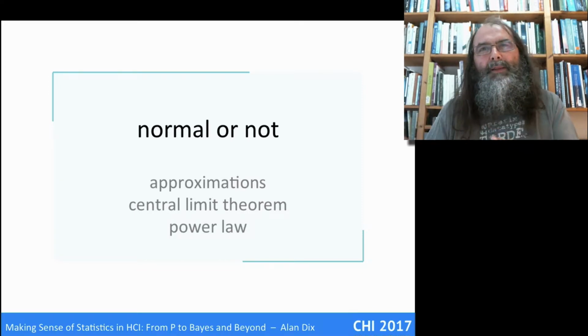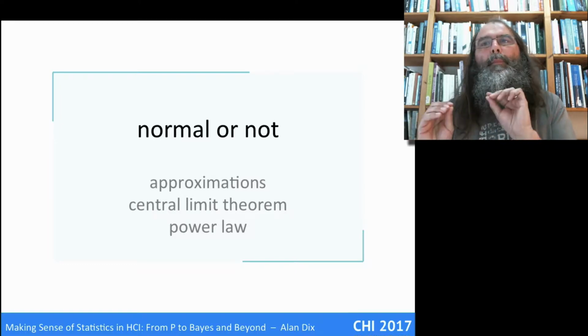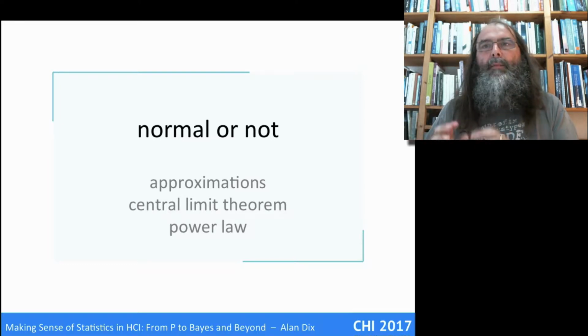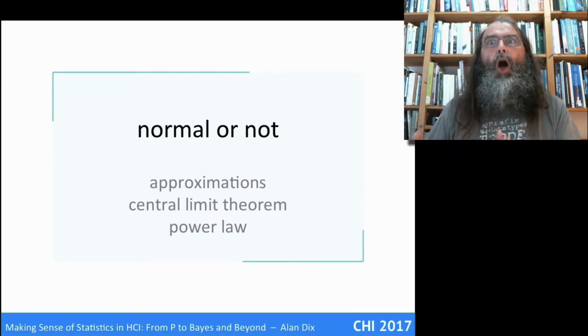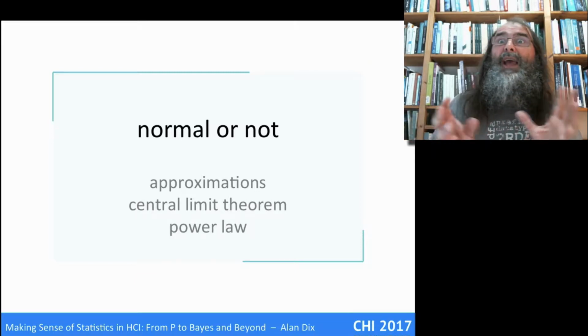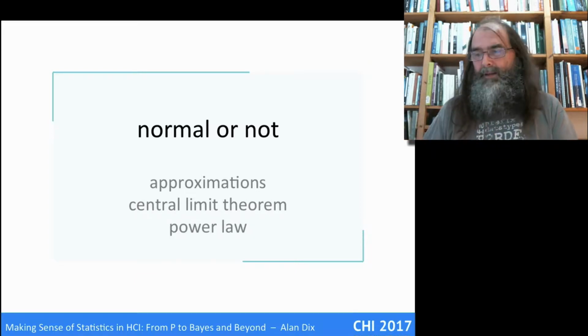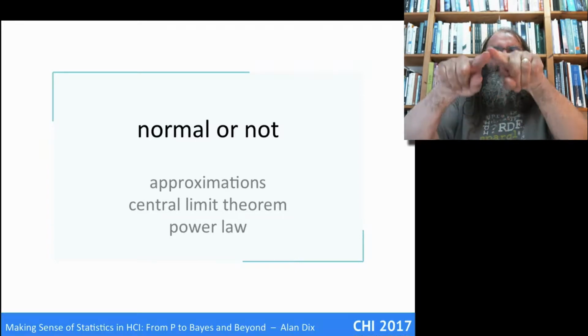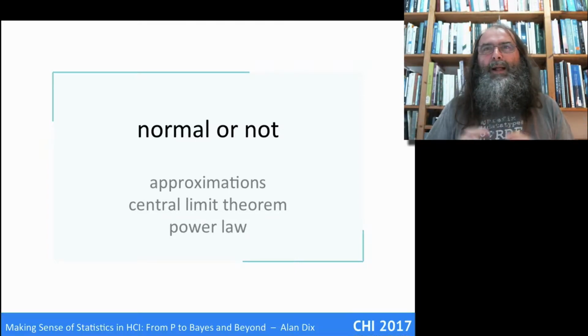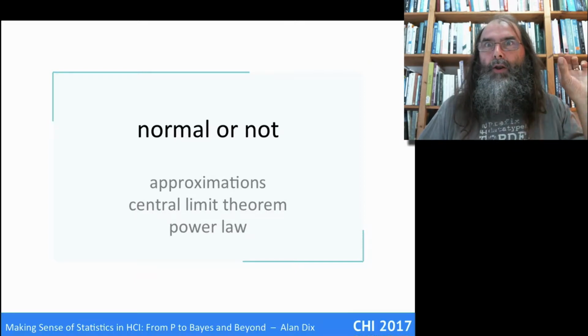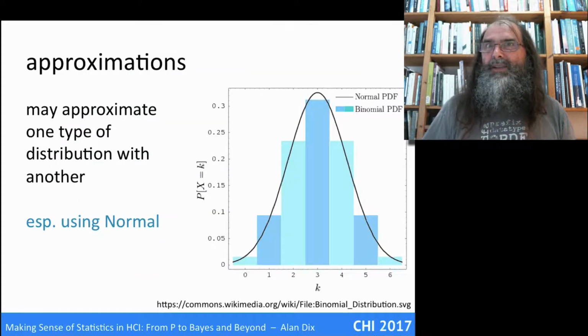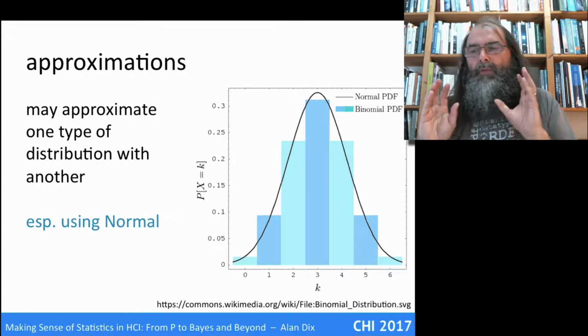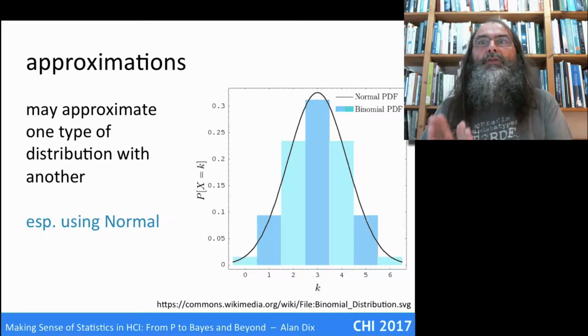I was going to talk a bit about the normal distribution, but first of all about approximating in general, and also things that aren't normal. The times when you get normal distributions, the times you don't. I'm sure you've seen those sort of bell-shaped pictures of the normal distribution. So is it really as normal? The normal distribution comes up partly through approximations.